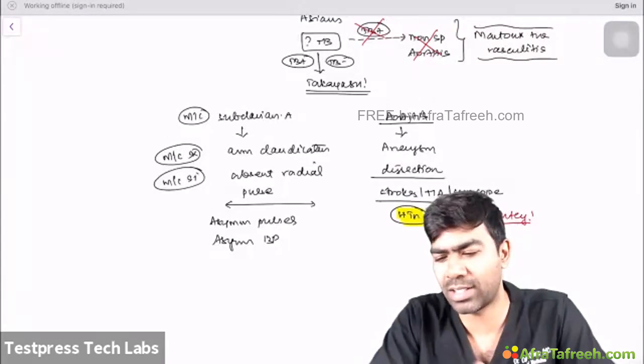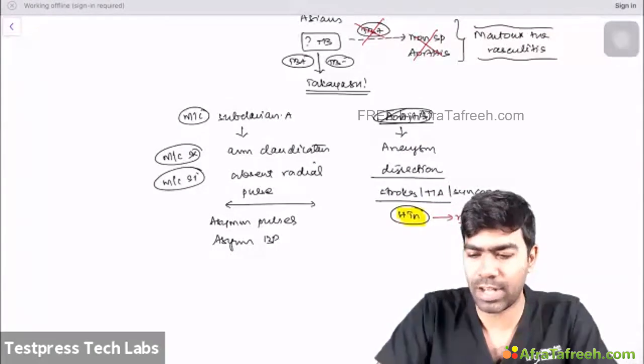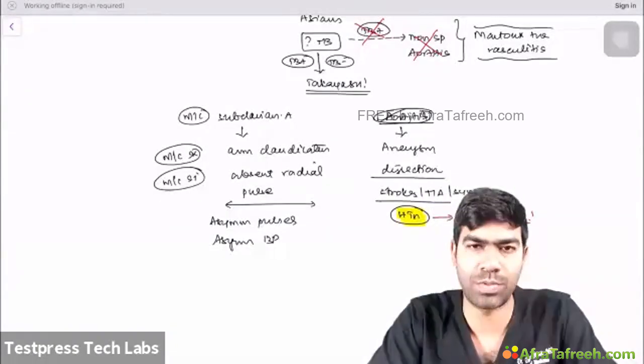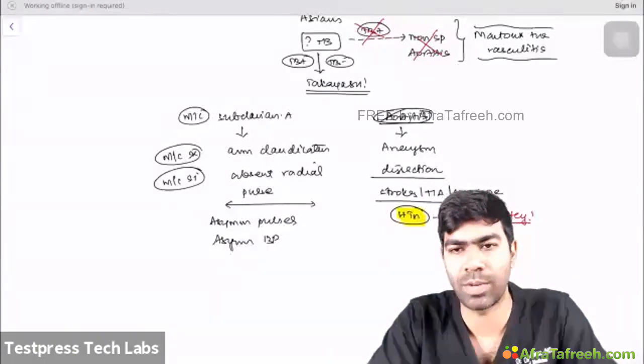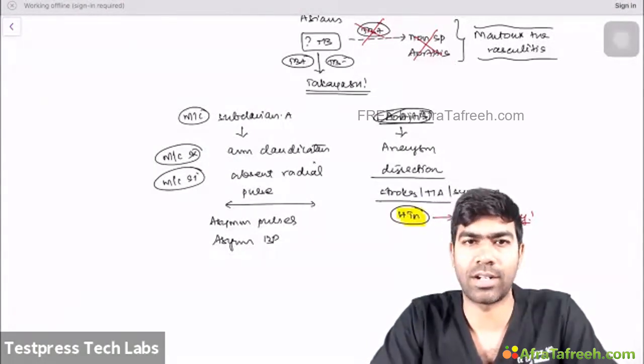These aortitis findings are not so classical in giant cell arteritis, but very common and classical in Takayasu arteritis. So aneurysm, dissection, stroke, TIA, syncope, severe hypertension because of renal artery involvement. All these are classic in Takayasu arteritis compared to giant cell arteritis.